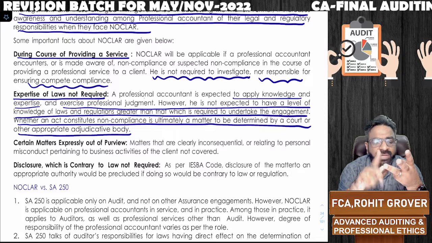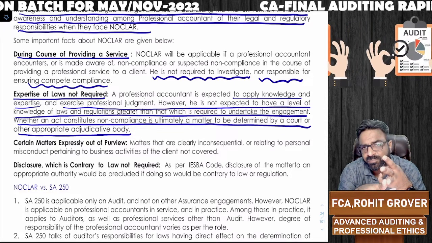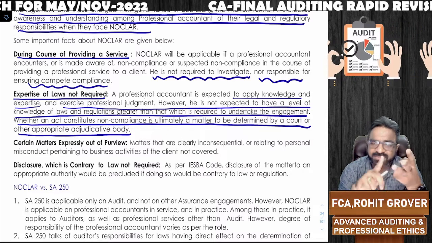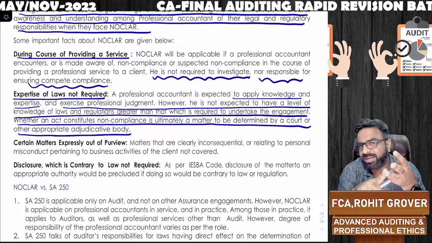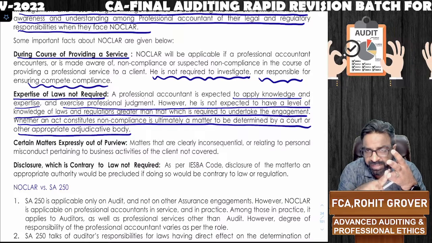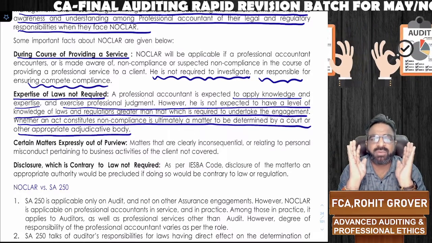Next one. What is NOCLAR? If there is any NOCLAR or suspected NOCLAR found by a practicing CA or a servicing CA while serving his client or employer, either done intentionally or unintentionally by the client or TCWG or employer or management, either in the form of commission or omission, it is your responsibility to report it to the regulatory authority.